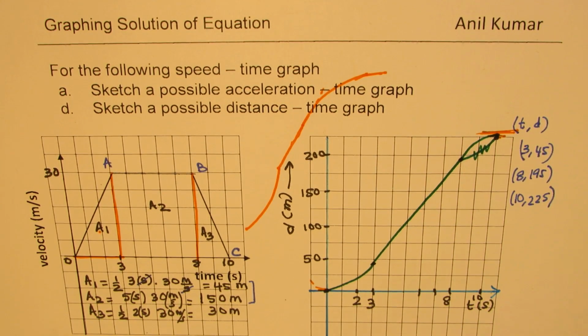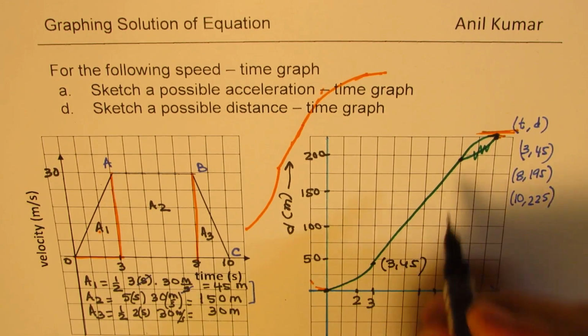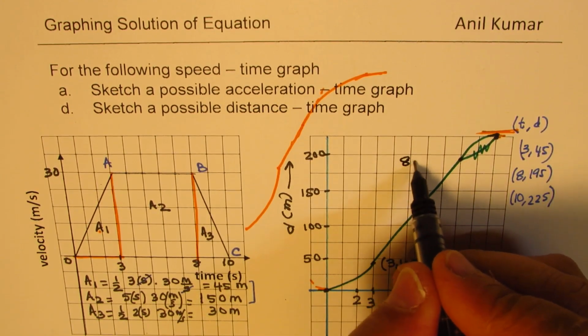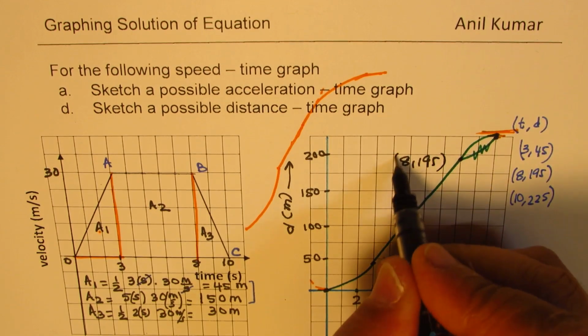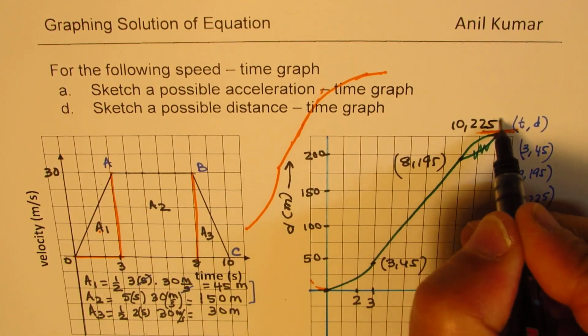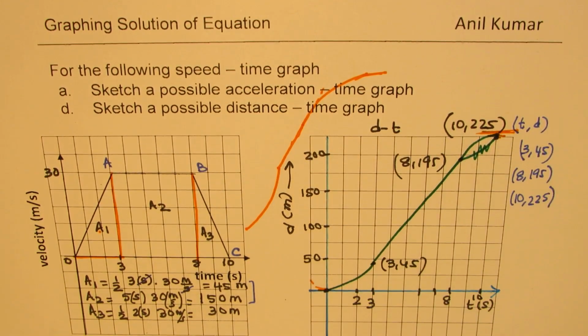And the points mentioned are the ones given here, right? So this point for us is 45. The other point is 195. And the third point is 225, on this distance time graph. Perfect. So that is how we'll get our graph.